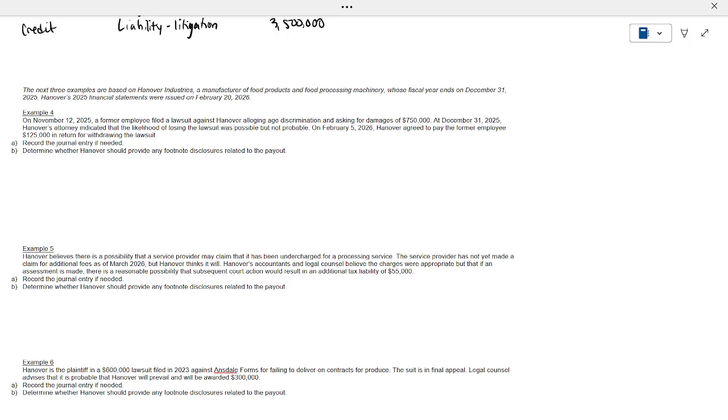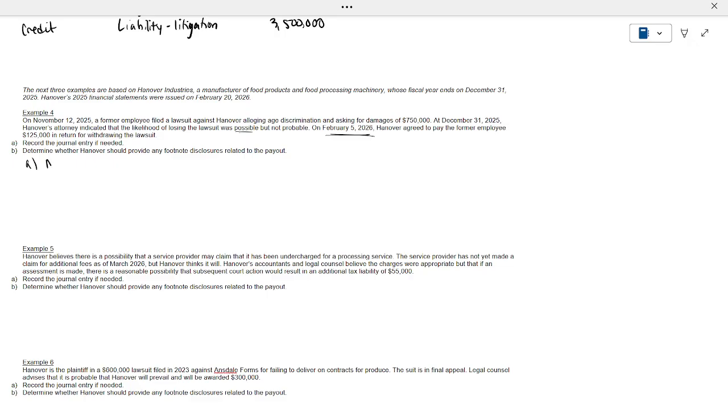So what do we do? We see that at year end, it's possible. So when the company's preparing the financial statements at year end, they would not record any journal entry. But before those financial statements are issued, on February 5th, the company agrees. So the likelihood is certain, and it relates to something from 2025. So what would happen on February 5th? A journal entry would be recorded affecting the 2025 financial statements. So we would need to, in Part A, record this journal entry for the amount.